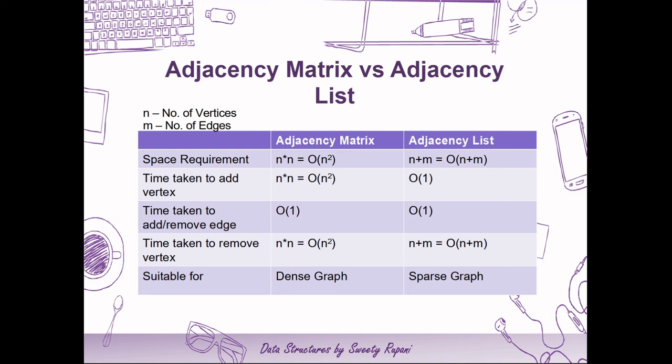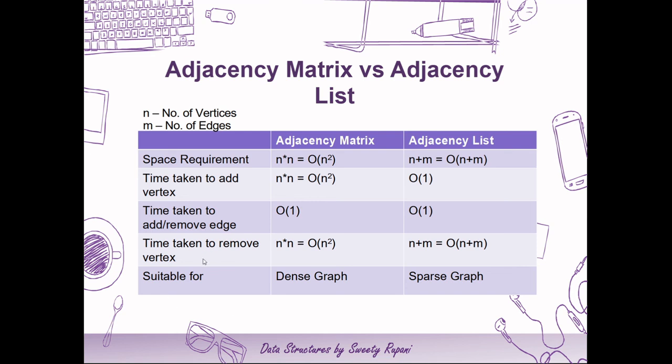Time taken to add or remove an edge would be order of 1 over here, because we just need to go to that particular matrix position. Suppose I want to remove an edge from 2 to 3, I'll just go to row number 2 and column number 3 and mark it as 0. Similarly, for an adjacency list, time taken to remove an edge would be order of 1, because we just have to reach that particular node and delete. In this case, the time remains the same, because we don't need to traverse a matrix or a list.